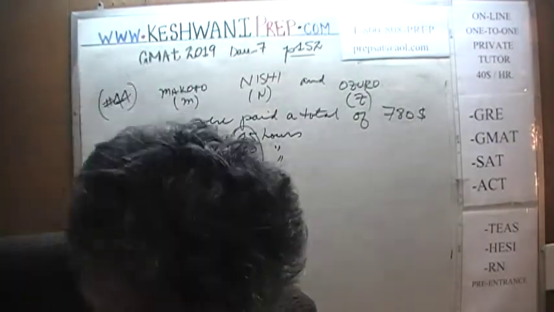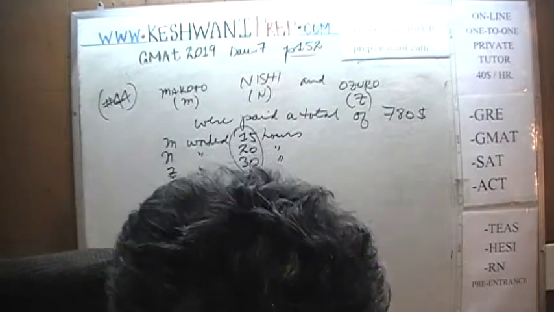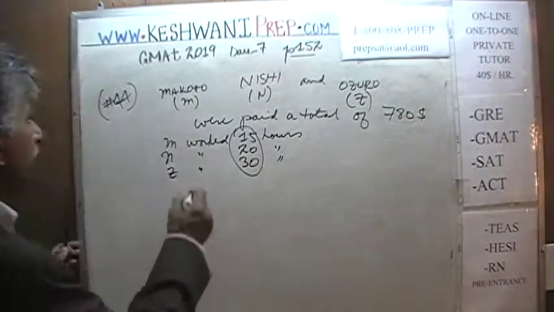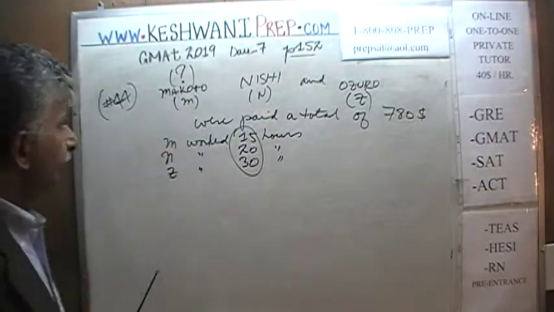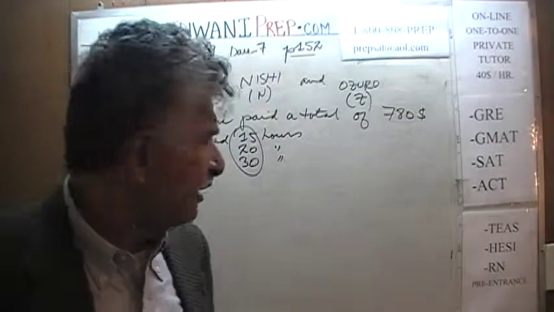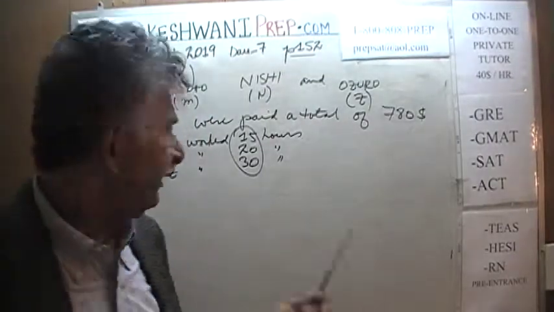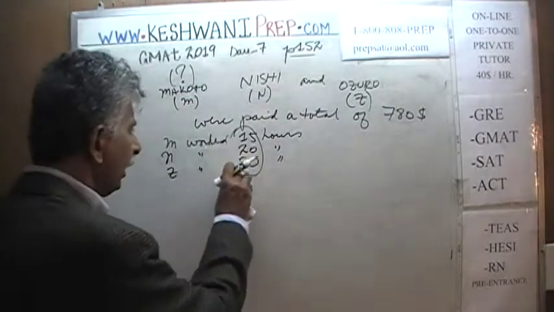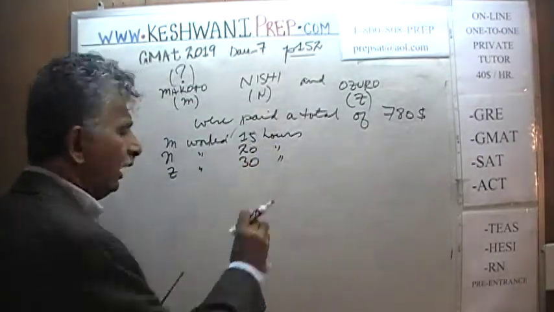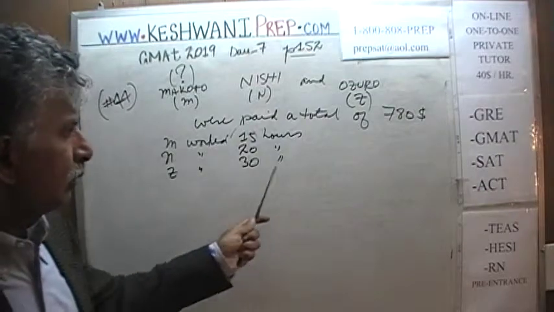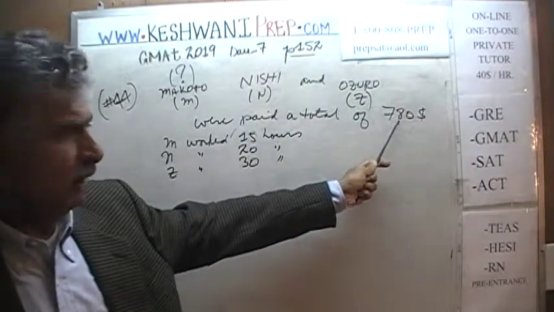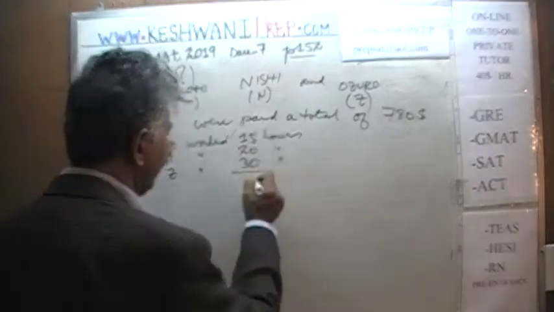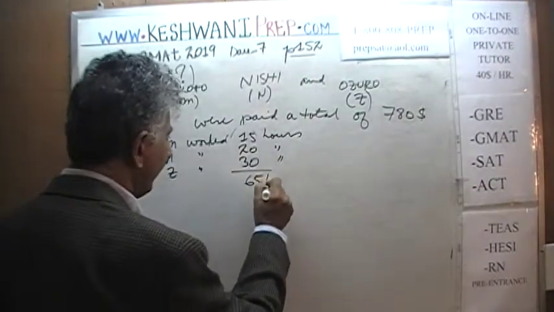What is the question asking? Number 44, whose salary are we looking for? How much should we pay this guy, M? And we can't pay him simply one-third of the amount because he did not do one-third of the work. So let's find out how many total hours they worked. We're going to divide the total amount of money by the total hours and figure out the hourly wage. And the total hours they worked is 65 hours.